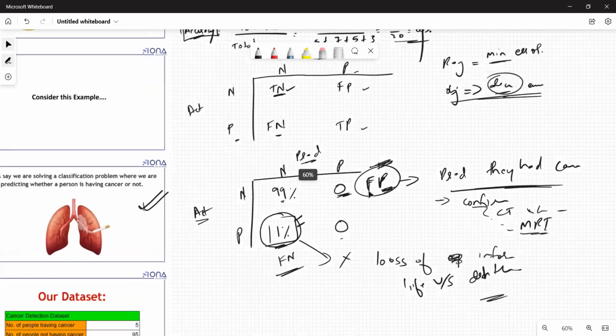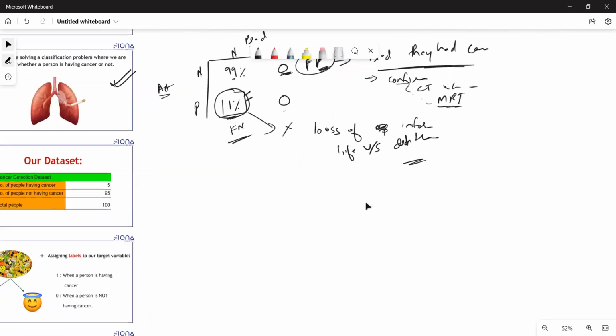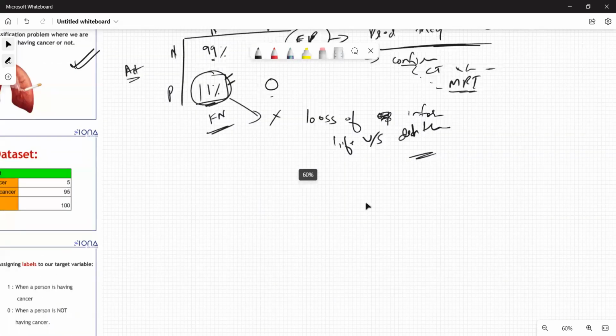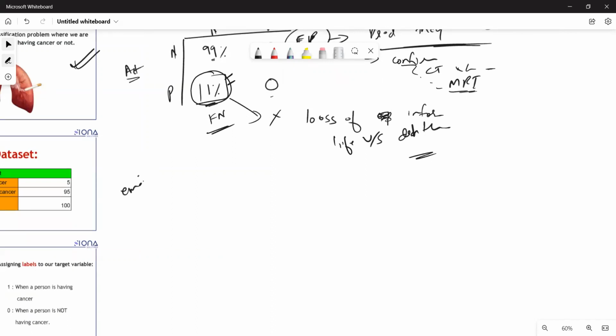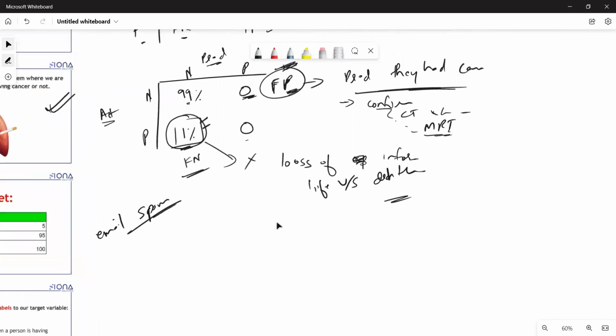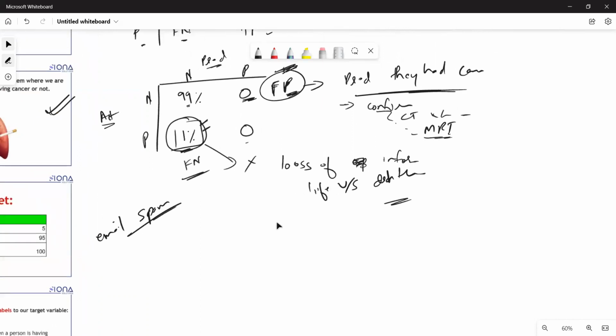Now, in a similar way, let me give you one more example. I would talk about email spam. Everybody gets spam emails, and sometimes they come accidentally to our inbox, and most of the time Gmail automatically filters them to a separate spam folder. So here our objective would be to understand whether an email is spam or not spam.